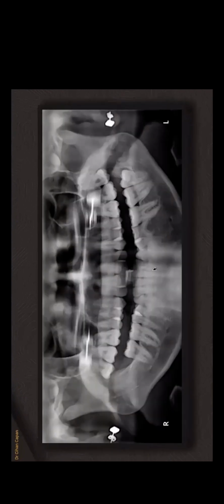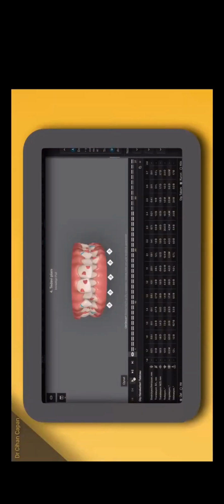So this is the OPG. Of course, we extracted the upper eights for distalization. And let's look at the ClinCheck for the treatment plan. We have 37 aligners for the upper, and we have 27 aligners for the lower.